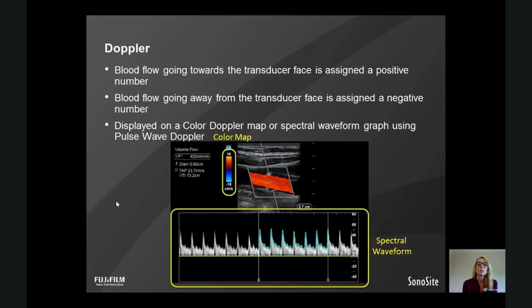The blood flow going towards the transducer face is assigned a positive number. You can see that here. There it's 18, and the blood flow going away from the transducer is given a negative number, so negative 18. And you can really just tilt your probe slightly so that you can have it angling towards or away from the probe. It's displayed in a colour Doppler map or a spectral waveform graph using the pulse wave Doppler. So you can see here your pulsed wave, which is a nice pulse wave there. And again, once you start to do the measurements, you'll know that you're getting a really good reading when you have these really nicely defined pulse waves.